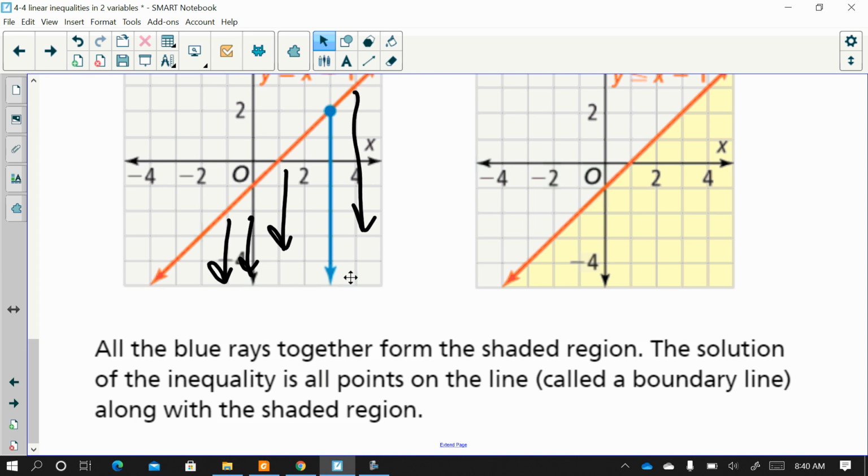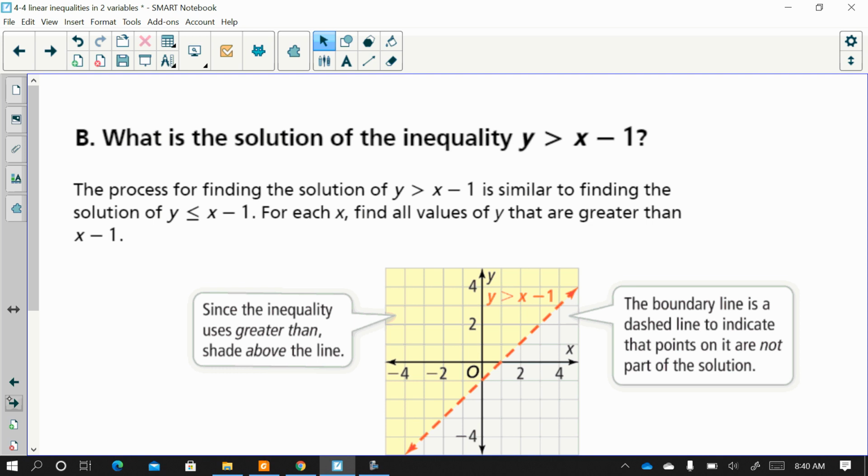So when we're graphing these inequalities, we have to shade part of the graph. Let's look at another one. y is greater than x minus 1. Again, notice not equal, we're greater than this time. The process is exactly the same. We graph the line, x minus 1, start at -1, go up 1 over 1 for our slope. But this time I'm greater than, so instead of shading below the line, I'm now going to shade above the line.